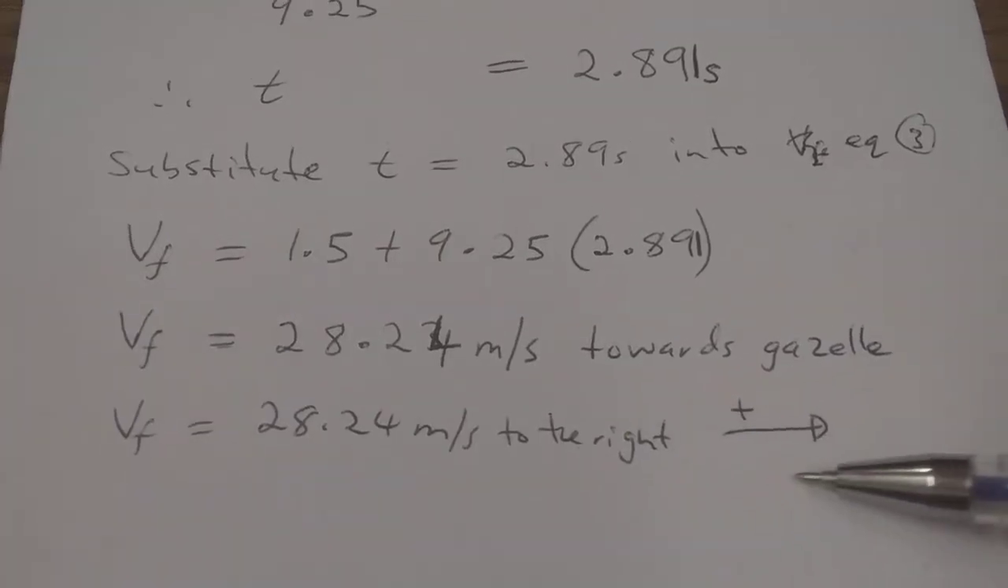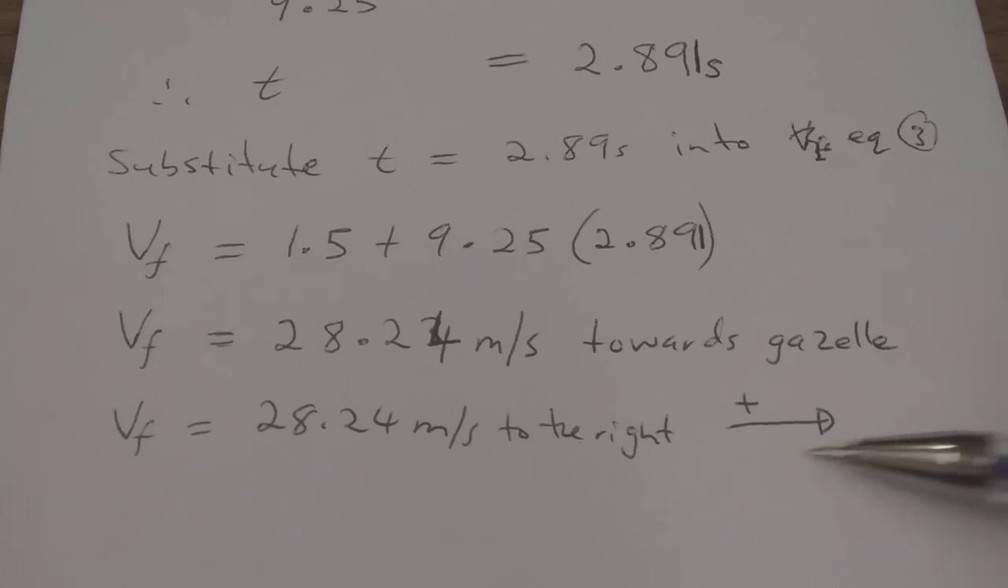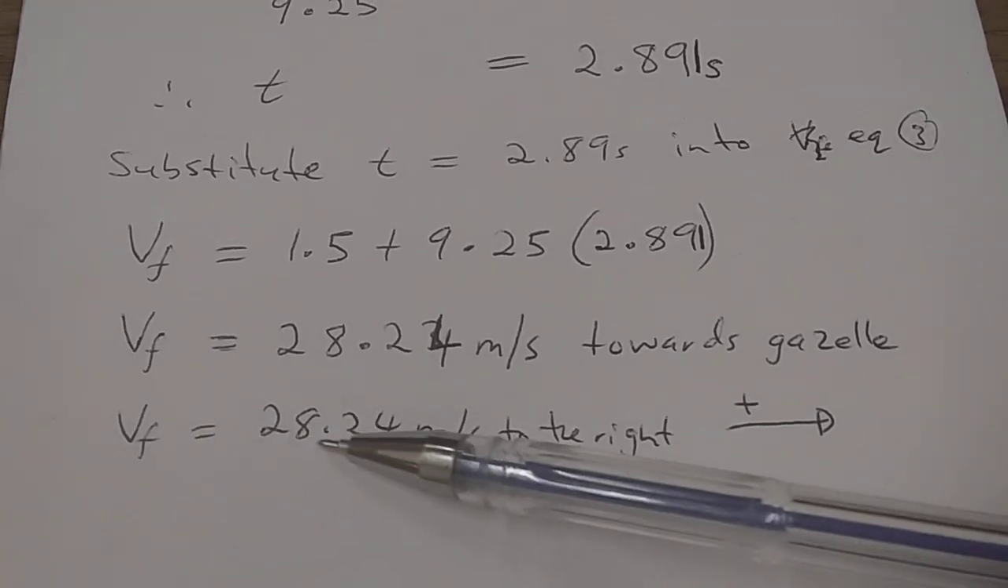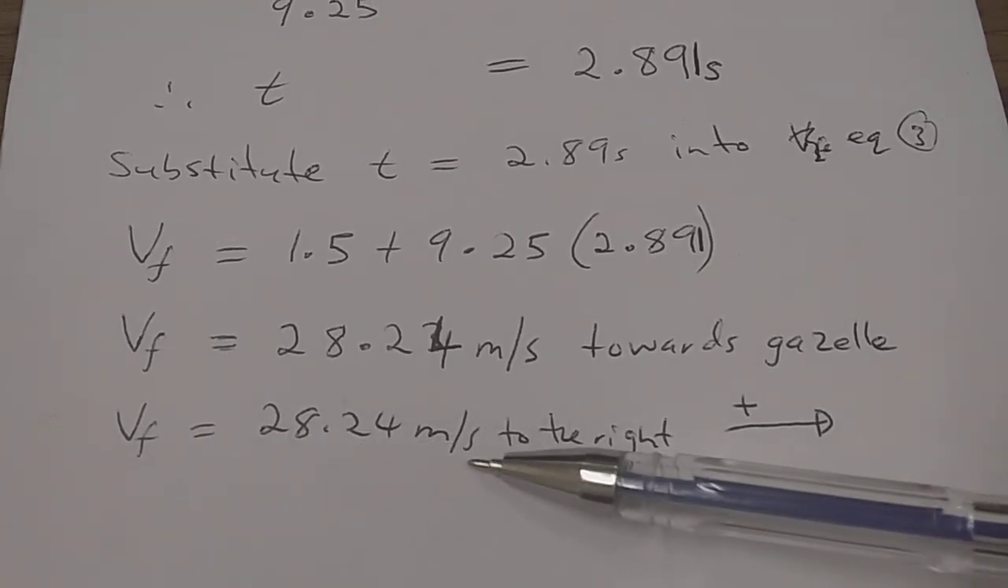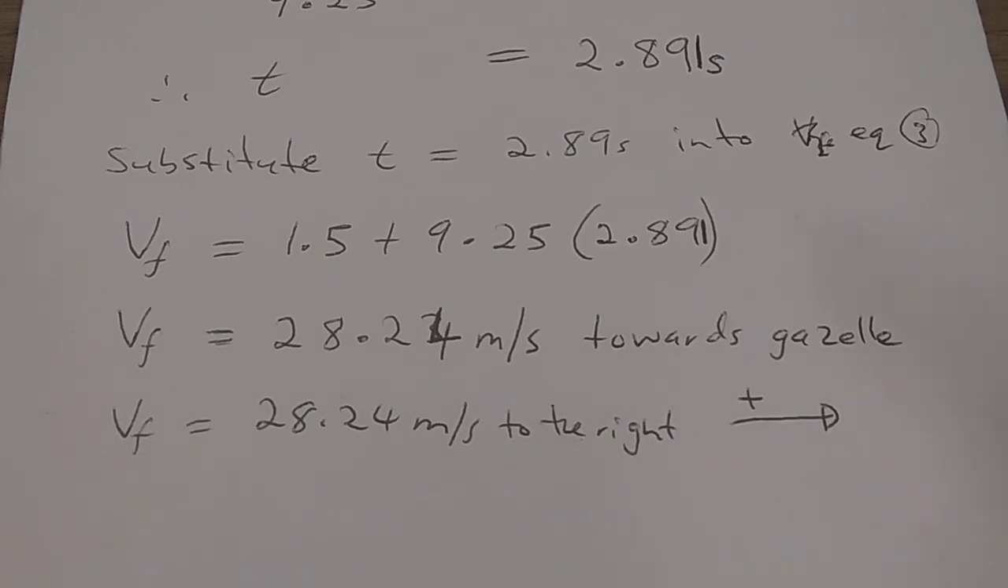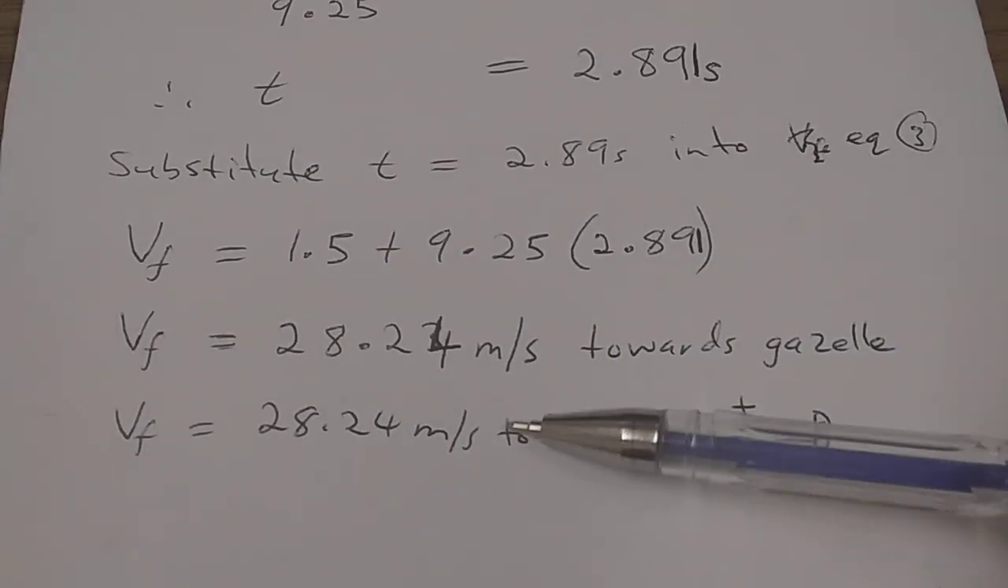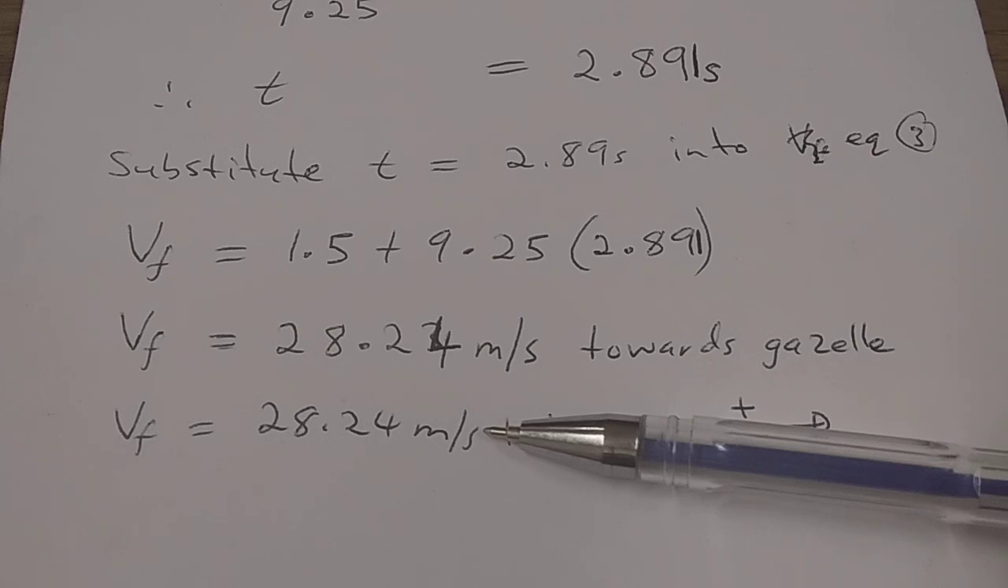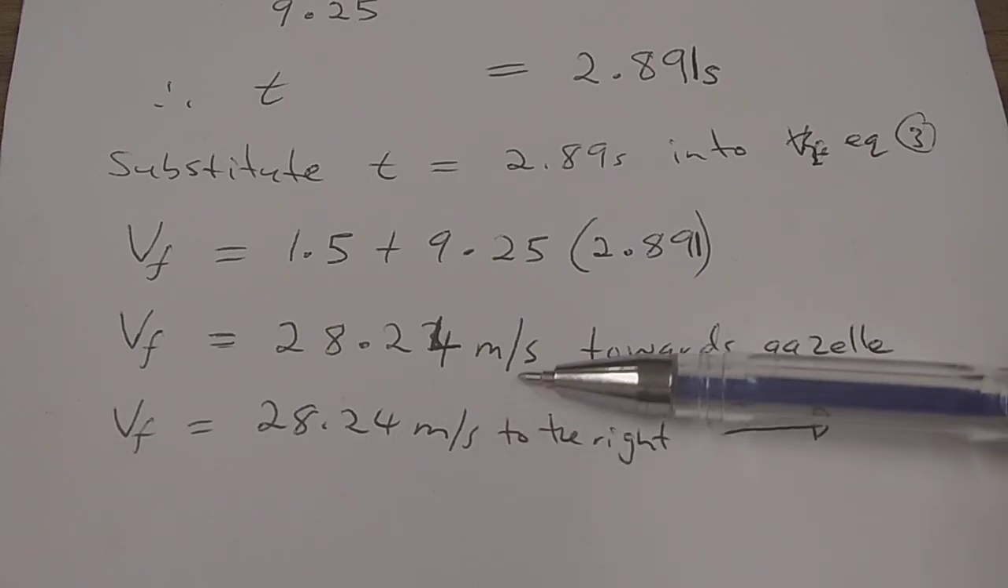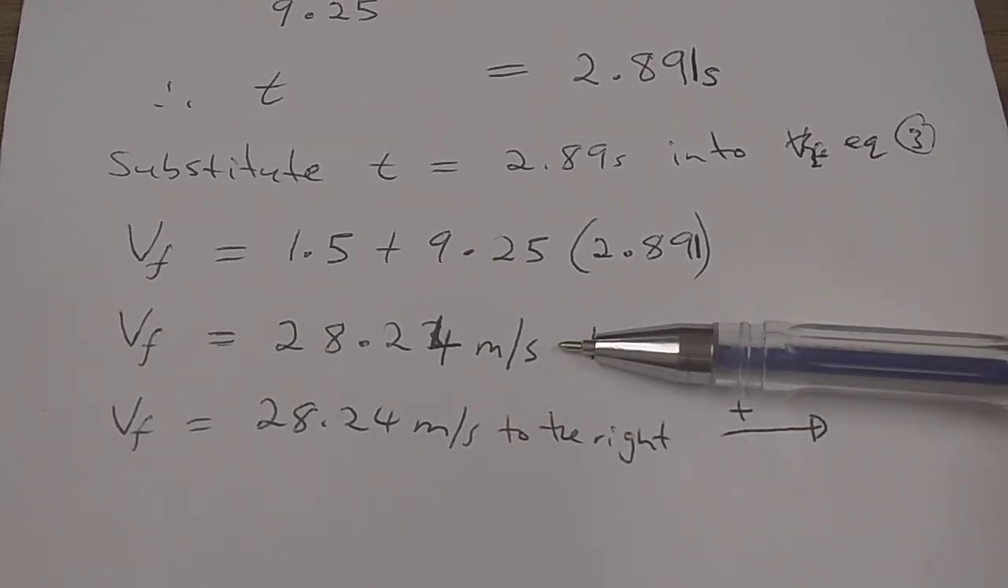If you had assumed that the positive is the right, then you can say my final velocity is 28.24 meters per second to the right. So that is it. But if they ask you the magnitude, you just leave it as the number only.